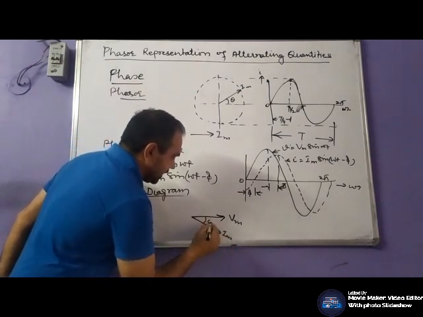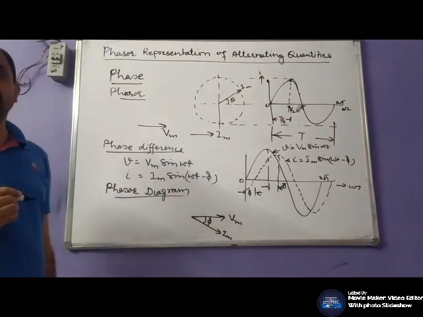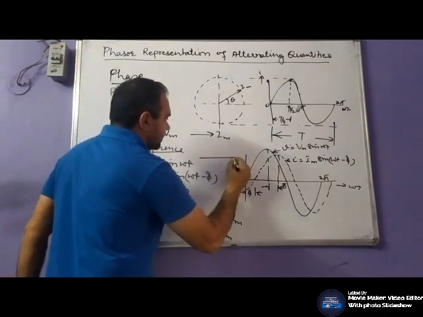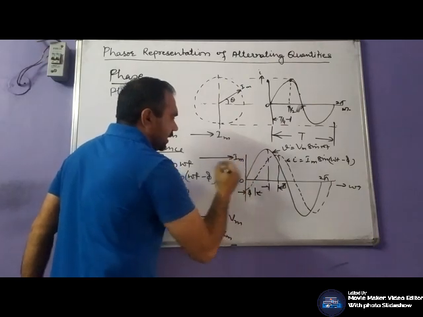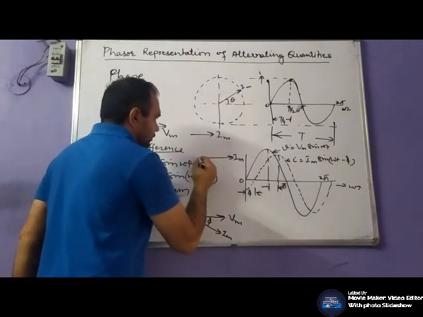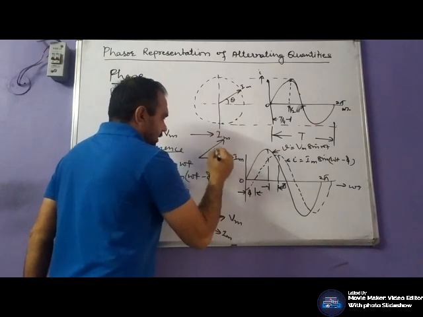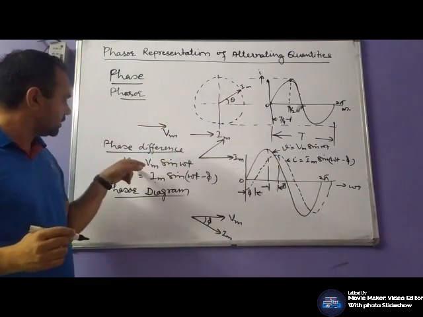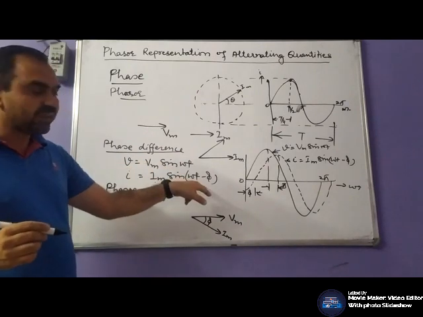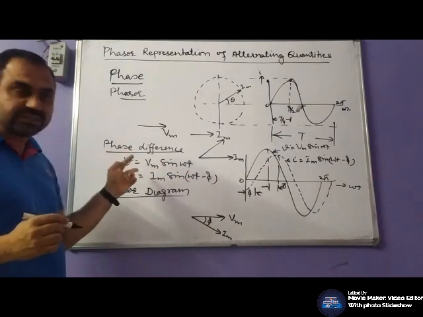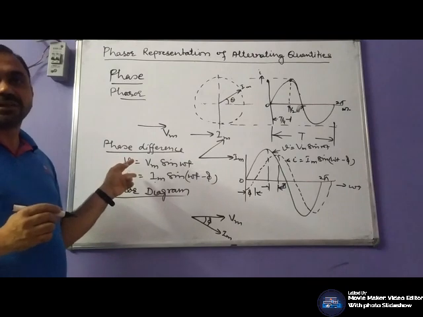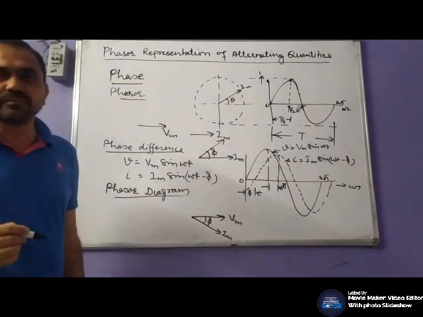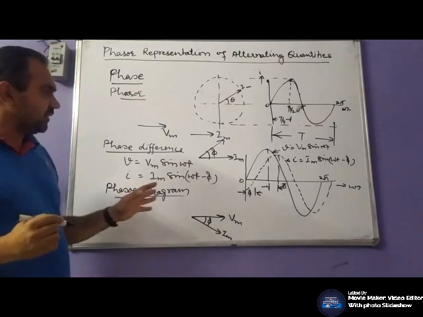This is the maximum value of the current, phi. Or we can represent it, let this be Im. If this current is Im, it means your current is lagging by phase angle of phi, which means your voltage is leading by a phase angle of phi. So we can represent it like this. So this is the phasor diagram.